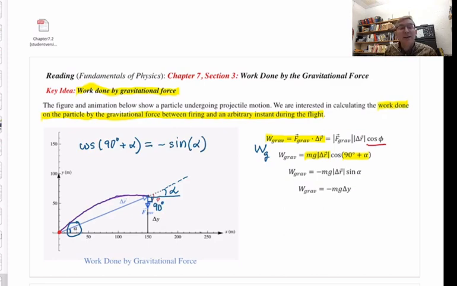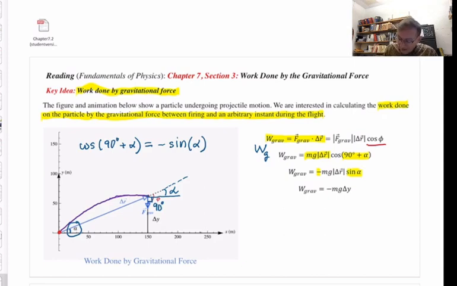That comes from the trig identity for the cosine of the sum of two angles. Cosine of the sum of two angles is cosine of the first angle times the cosine of the second angle minus the sine of the first angle times the sine of the second angle. When you apply that to 90 degrees and alpha, you end up with minus sine alpha. So that's the next line in the W grav calculation. Minus sine alpha with mg times the magnitude of delta r.